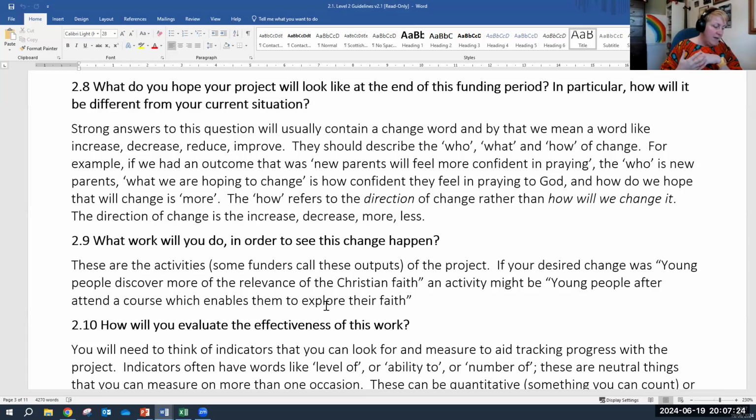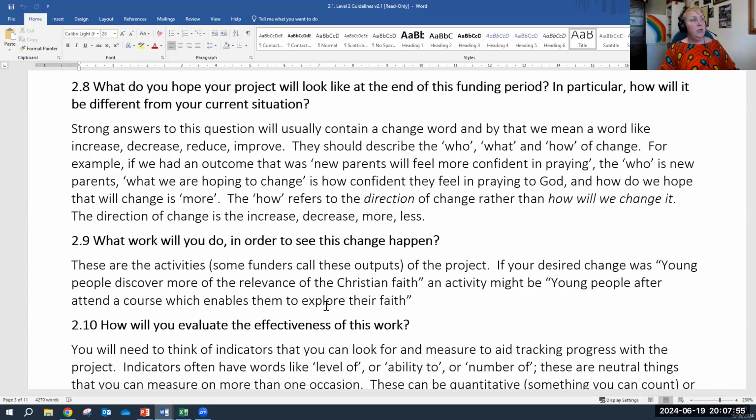So that's the kind of thing that will help you fill in that question of what do you hope your project will look like at the end of the funding period. And you might find that there's quite a few changes that you can think of, so do have a really good think about what are all the changes that you hope your project might bring, could bring. Be hopeful. Think about all the ways in which you could affect change. And then we've got 2.9.